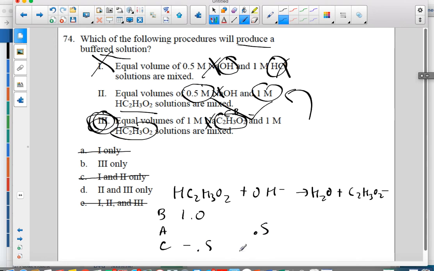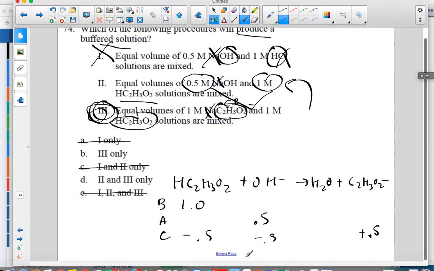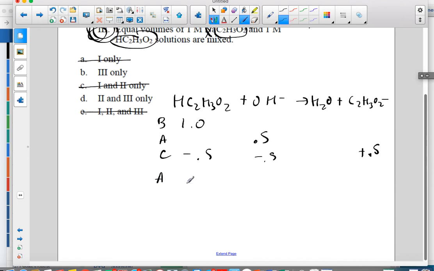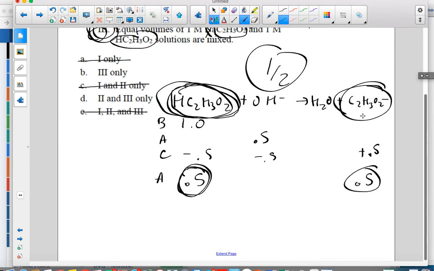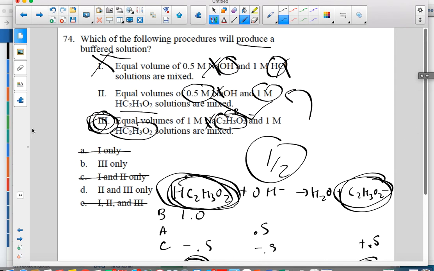If this was 1, and this is in an ICE table, and I'm adding 0.5, I'm going to go minus 0.5, minus 0.5, plus 0.5 on the other side. When I'm done at the end of it, I'm going to actually end up with 0.5 on this side and 0.5 on this side. So by titrating it halfway, you actually create a perfect buffer solution because I have the exact same amount of HC2H3O2 as C2H3O2 minus. So it's a perfect buffer solution, and they love to use this on the exam, and I may even include it tomorrow. You want to look at that.